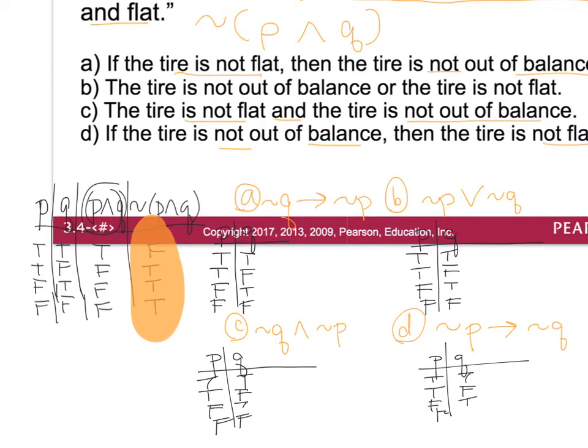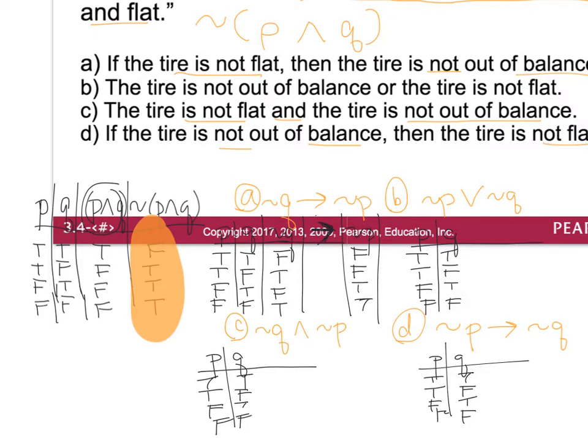I'm not going to do all four, but I'll do one or two of them for you so that you can see. Okay, so for statement A, we first need the negation of Q, and then we need the negation of P, and then we're going to have to do the conditional: if not Q, then not P. Okay, so not Q is going to be false, true, false, true. Not P is false, false, true, true.